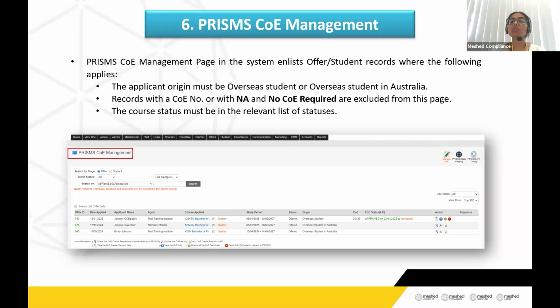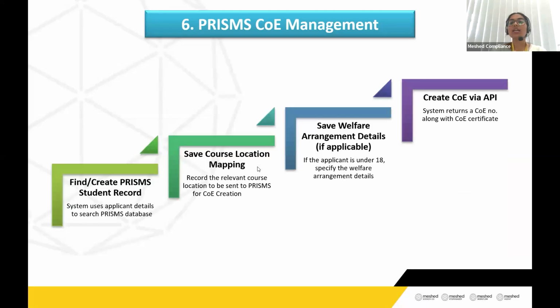If you have any student or offer in the system where you have already recorded a COE manually, or if you have recorded the COE as NA, not applicable, or marked it as no COE required, you will not be able to see those records on this page as well. So ideally, it needs to be a new offer or student record in the relevant list of statuses, as you will find more information in the user guide, to be available on this page to create a COE.